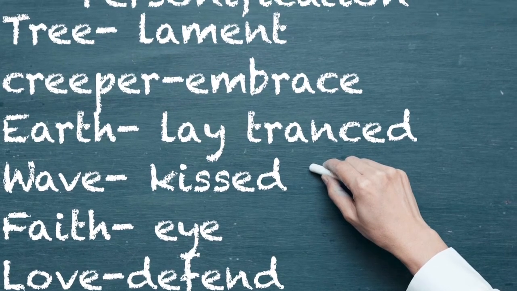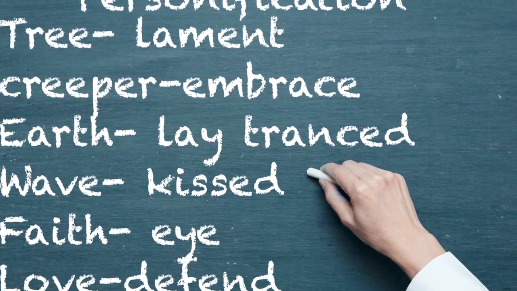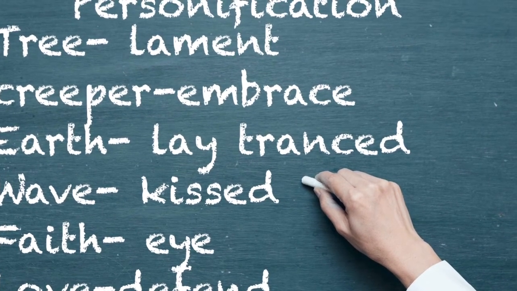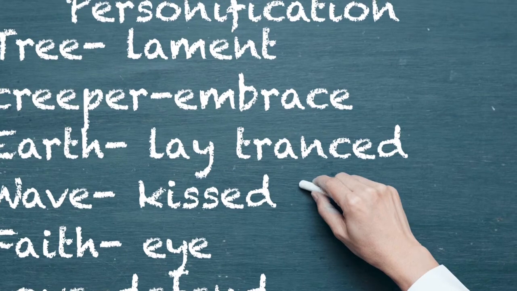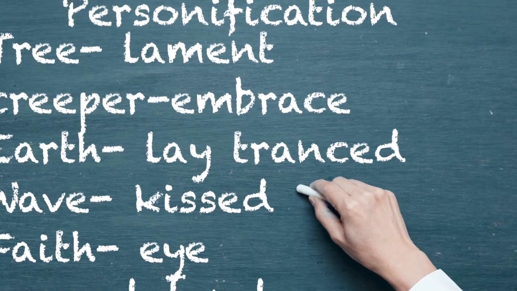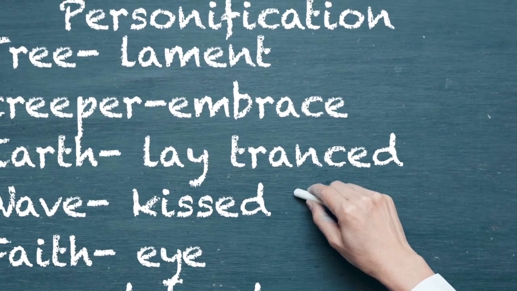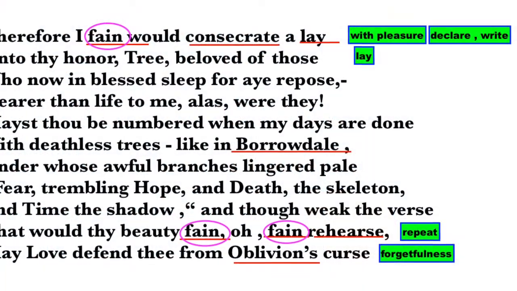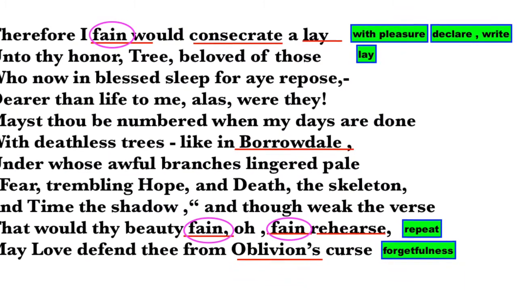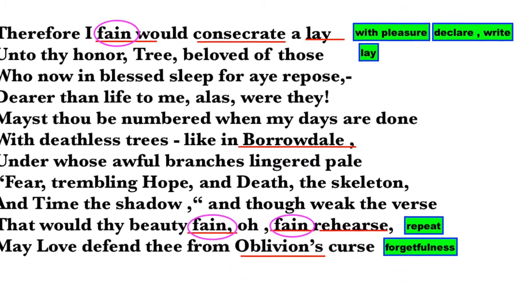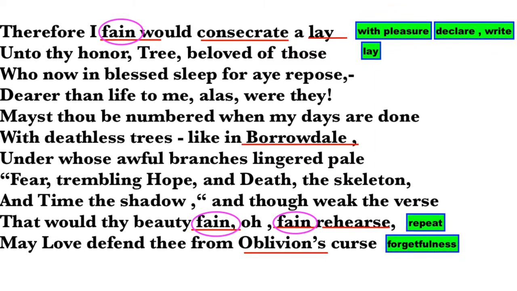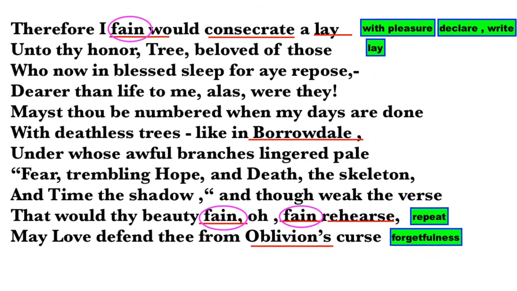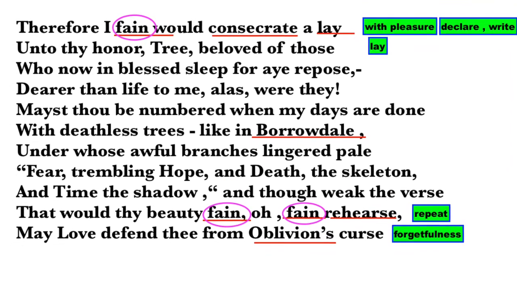In the last line of the poem, she personifies love. She says, may love defend thee from oblivion's curse. So she is imagining love as a human being who is going to defend, who is going to protect or shield the tree from oblivion's curse, from forgetfulness. So the poetess has used 2 lines from Wordsworth's Yew Tree, fear, trembling, hope, and death, the skeleton, and time, the shadow. In this, hope, death, time, fear, all these are personification.